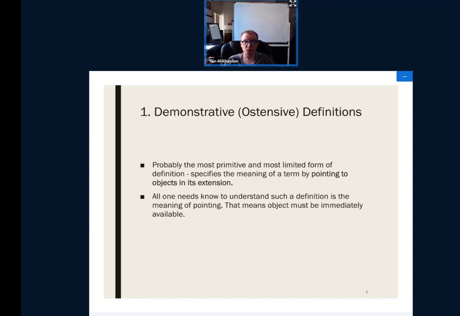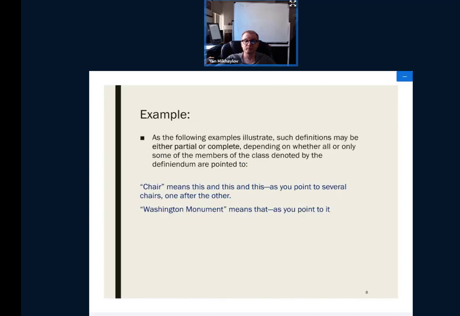Pointing at objects. The most primitive, the most limited, probably something you would typically do if you're talking to somebody who does not speak your language at all, right? And you want to explain to him what something means. So you point. You just point at something. This is a couple of examples. You can point at the chair and say, chair, chair, chair. So hopefully you have more than one, right? Or you can point at Washington Monument and you can say, Washington Monument.